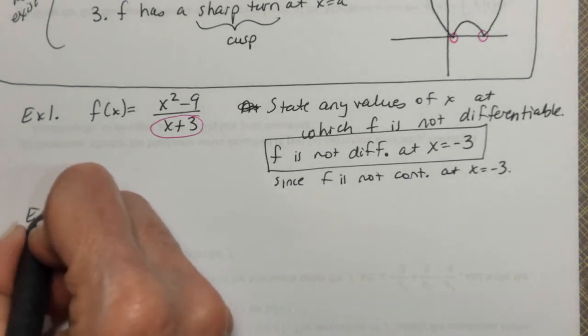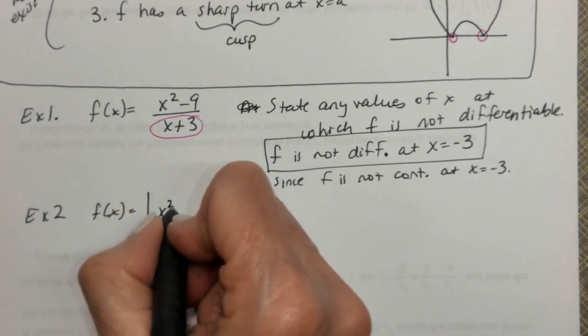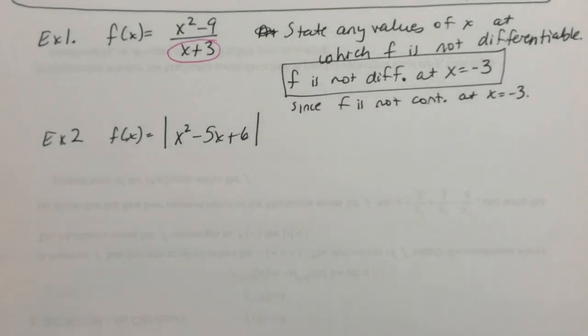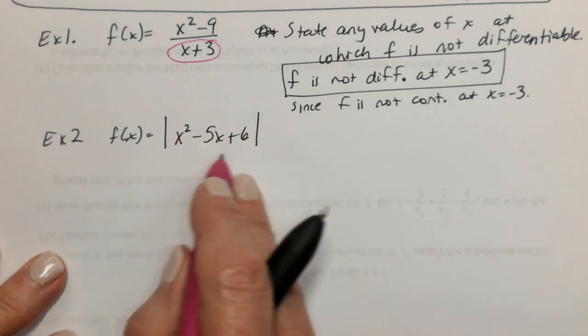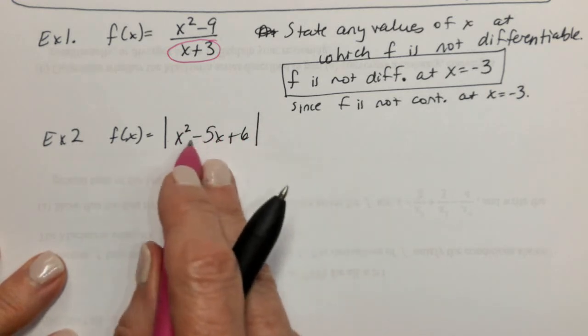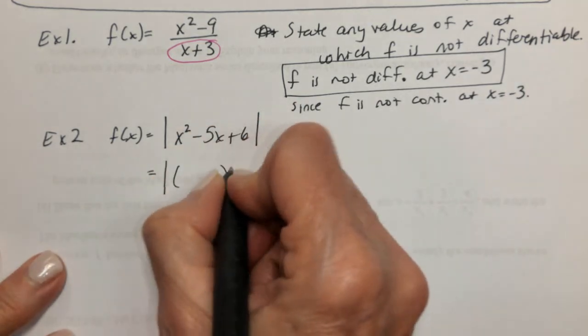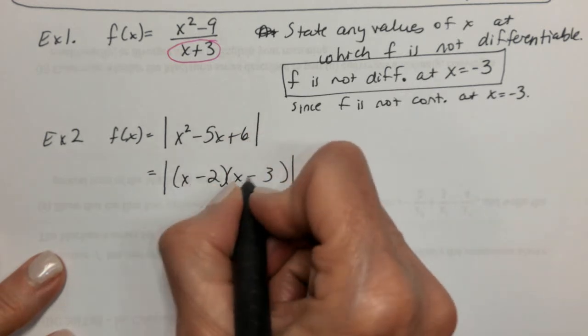Here's another one. f of x is the absolute value of x squared minus 5x plus 6. When you see an absolute value function, you know there's going to be these cusps. And the cusps happen when the graph flips from negative to positive, positive to negative. So I need to find out what makes the interior of my absolute value 0. So I'm going to factor it. x and x, 2 and 3, negative and negative.